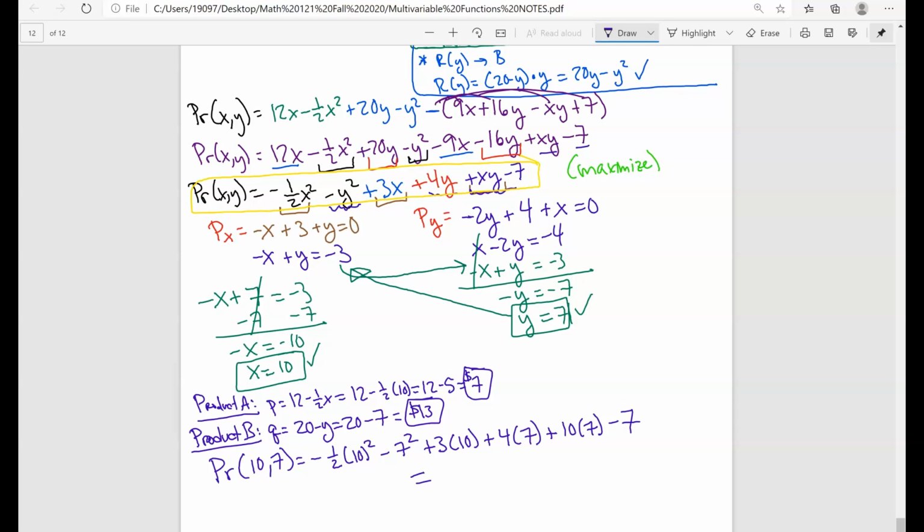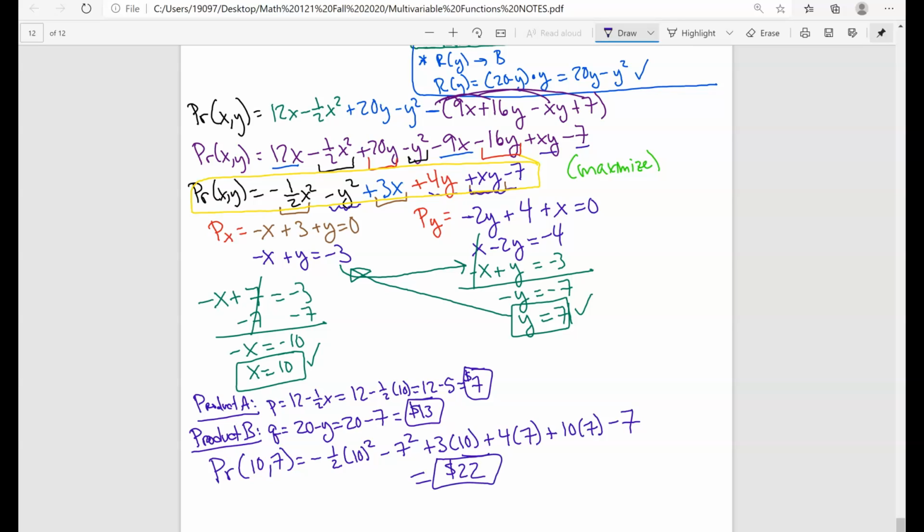Okay, so I'm going to take my calculator. I'm going to have negative 1/2 times 10 squared, subtracted by 7 squared, then plus 3 times 10, plus 4 times 7, plus 10 times 7, minus 7, and I ended up getting 22.